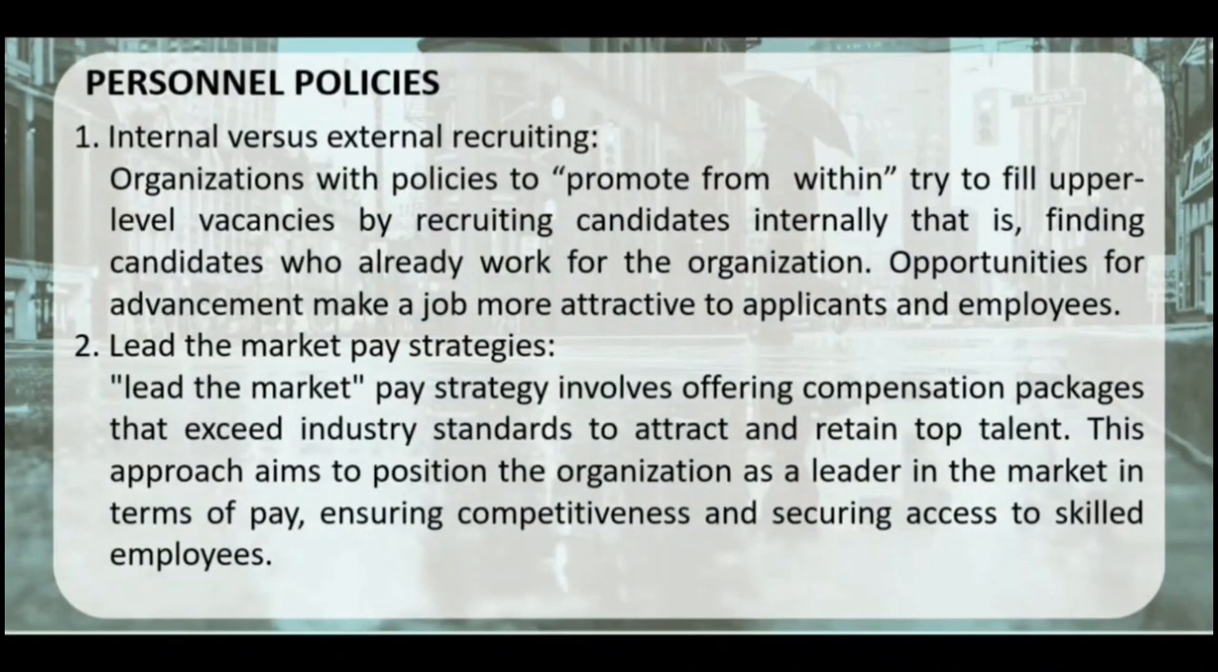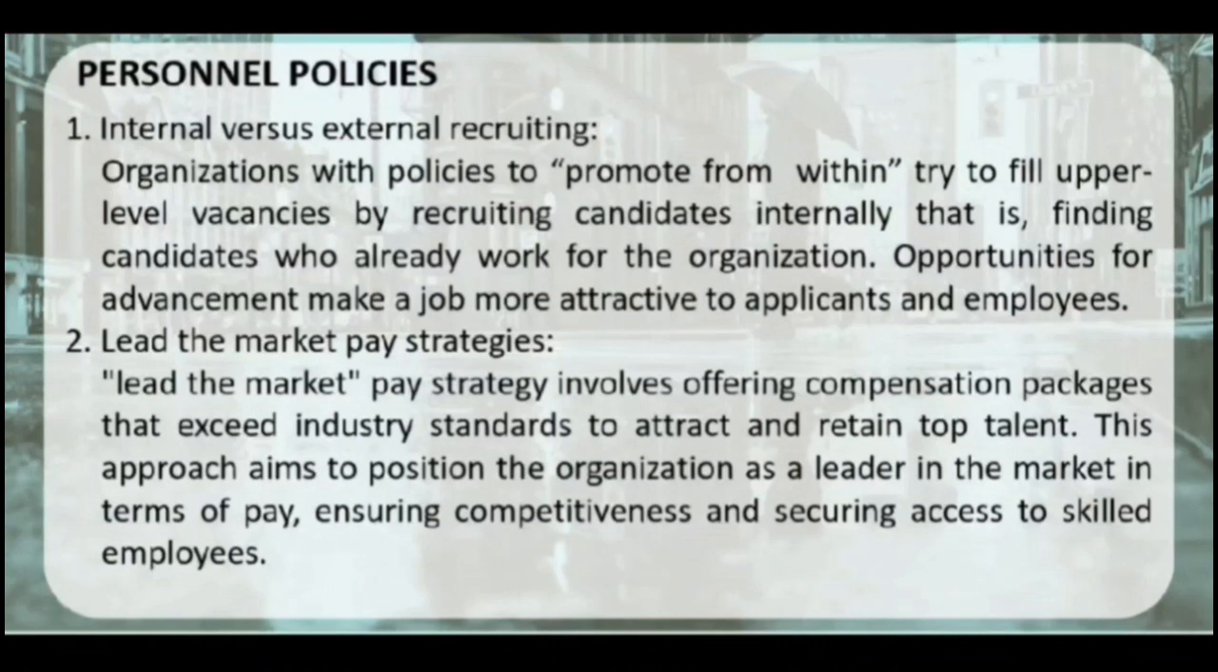Personnel policies. First, internal versus external recruiting. Policies to promote from within try to fill upper level vacancies by recruiting candidates internally, that is, candidates who already work for the organization. External recruiting, on the other hand, is used to make opportunities for advancement, to make a job more attractive to applicants and employees.